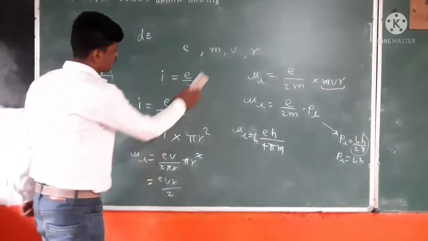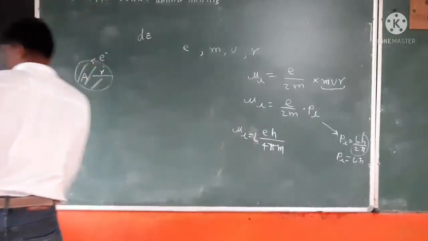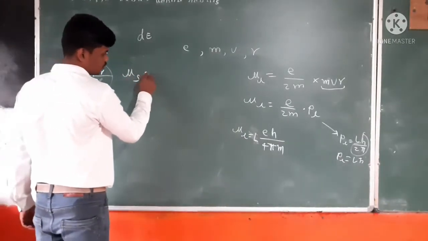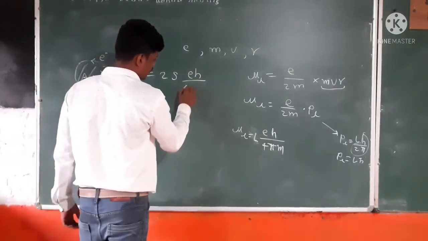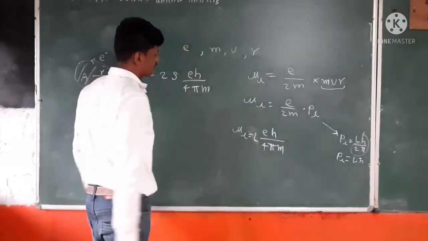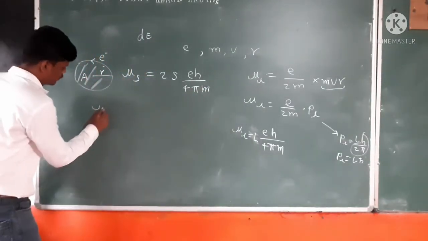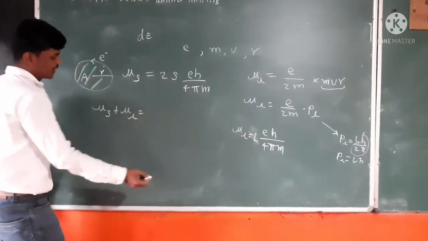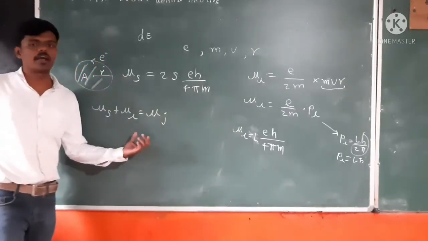Similarly, we can calculate the spin magnetic moment of that electron. Here, mu s will be 2 S E h by 4 pi m. So this is the spin magnetic moment of that electron. So you can just add these two and write the resultant mu J, that is the total magnetic moment of that electron.